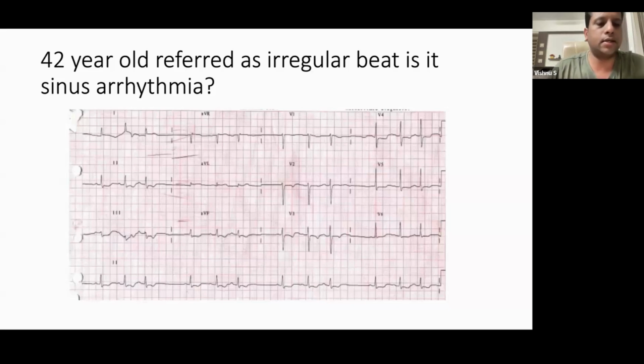When this is applied to SA exit blocks, only second degree can be identified on ECG. In Mobitz type 1, there is gradual reduction in the PP interval, and the pause will not be a multiple of the PP interval. This is an SA nodal exit block. If you see grouped beating, there is a chance of SA exit block, but this rules out sinus arrhythmia, because it is not a respirophasic variation.